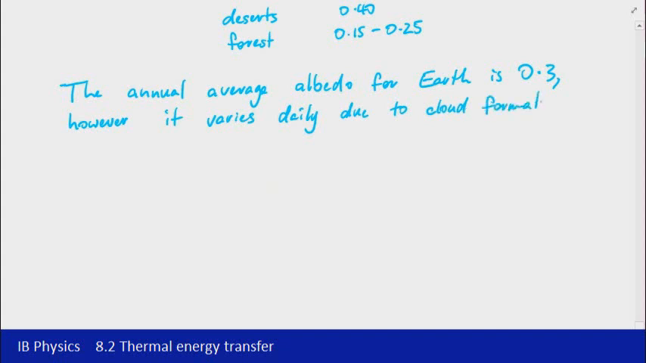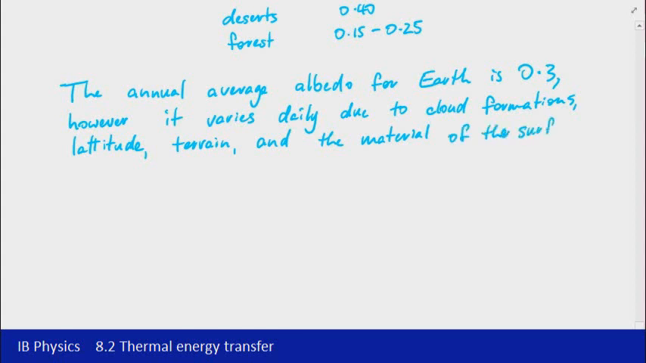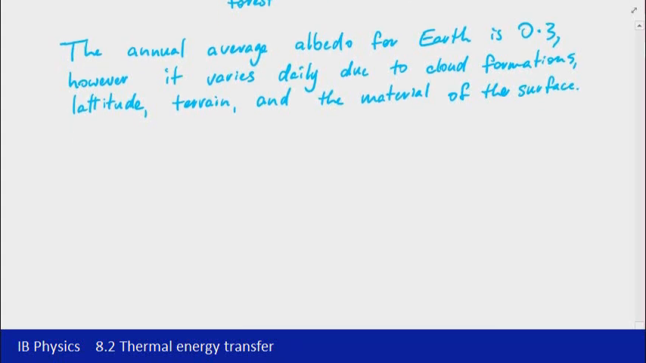even latitude, the terrain over which the albedo is being measured, and even the material of the surface in question. So as we saw, sea ice being different to the ocean, being different to urban areas. So lots of different factors can affect albedo across the Earth's surface, but on the whole, we use a value, the average annual albedo of the Earth being 0.3.